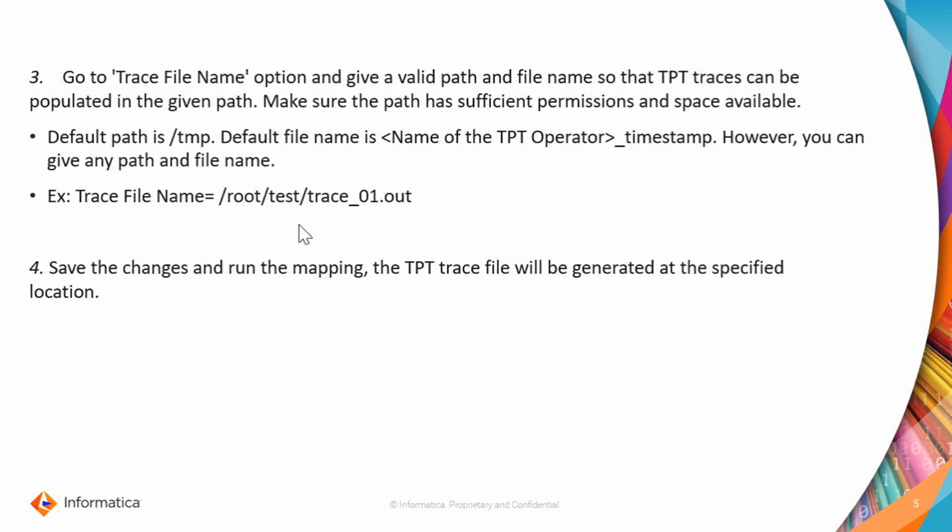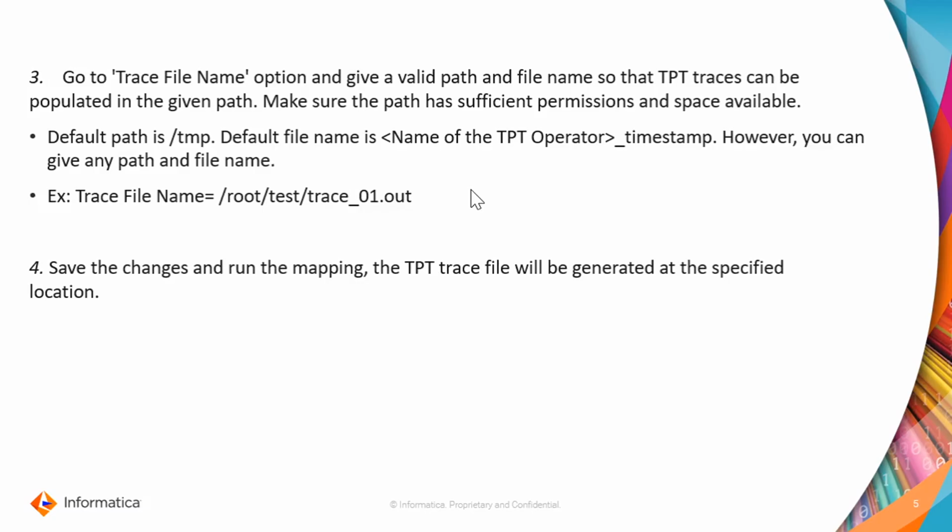Once you give the driver tracing level, you will have an option called Trace File Name, where you need to give the absolute path and the file name of the TPT trace. The default path will be /temp. If you do not give anything under Trace File Name, it will by default log under /temp. But you can give any path and file name, any path which is present in your Secure Agent installation directory with sufficient permission and storage. For example, I have taken this particular path and file name.